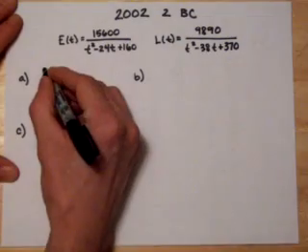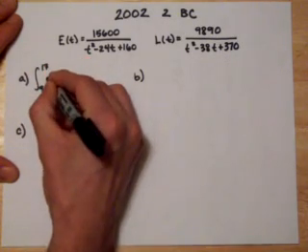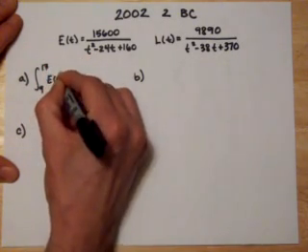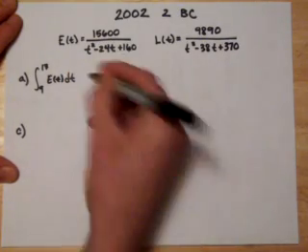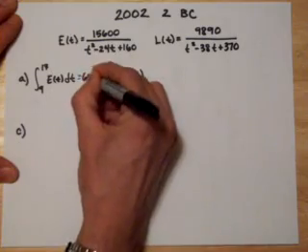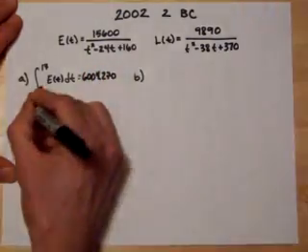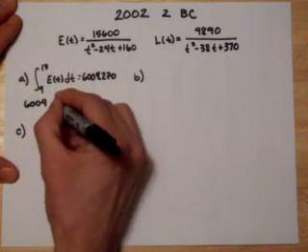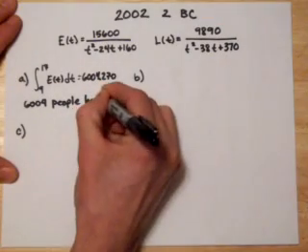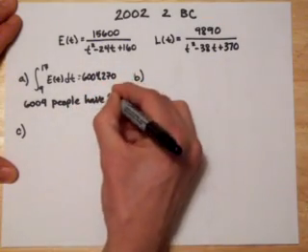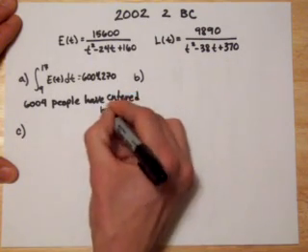So since it starts at 9, we're going to take the integral from 9 to 17 of E of t dt. Plug into our calculator, we get 6,004.270, and so 6,004 people have entered by 5 o'clock.